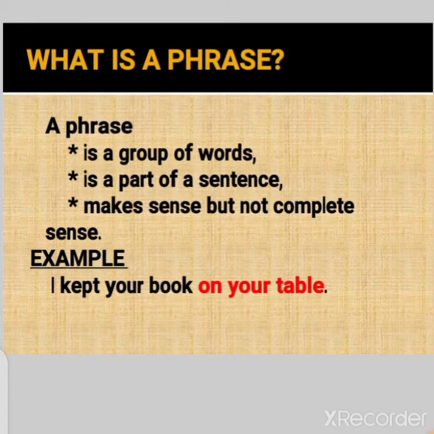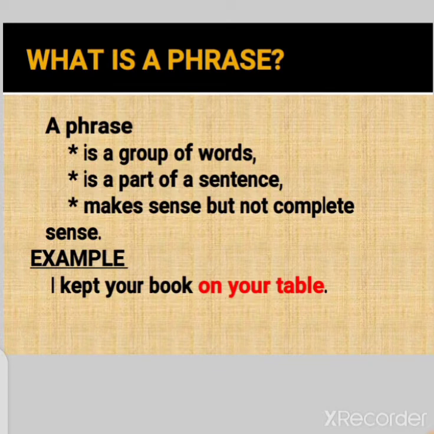Now, what is a phrase? A phrase is a group of words. It is a part of a sentence. It makes sense but not complete sense. So a phrase is a group of words. It is a part of a sentence. It makes sense but not complete sense.